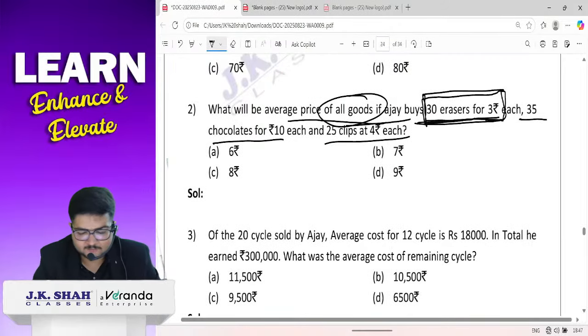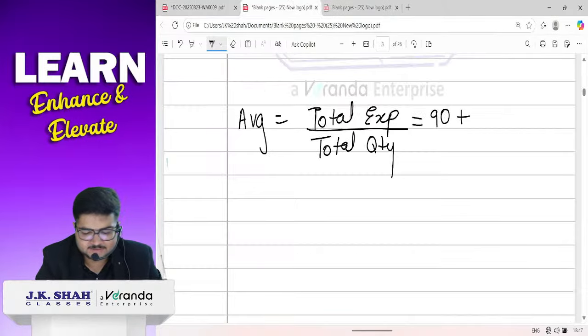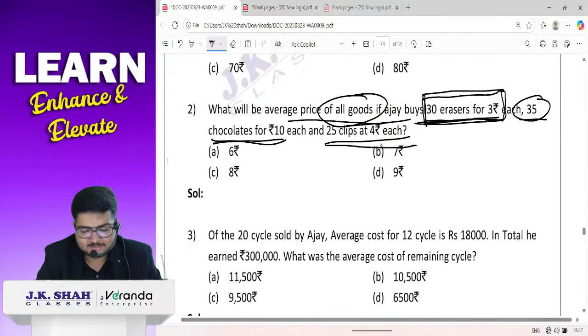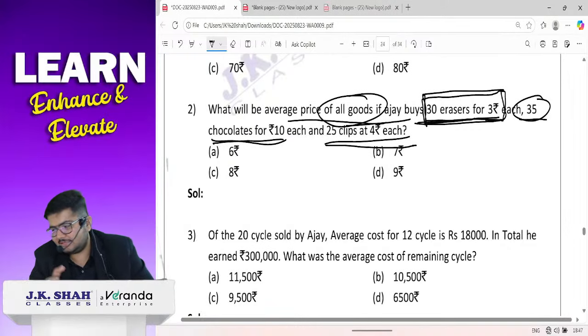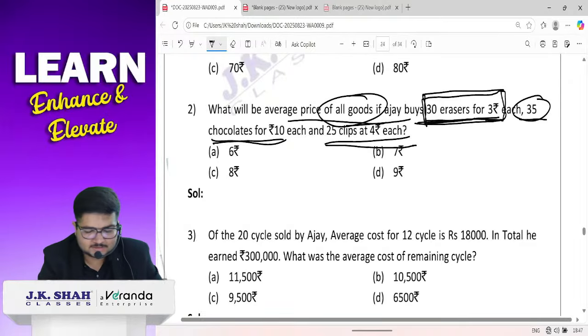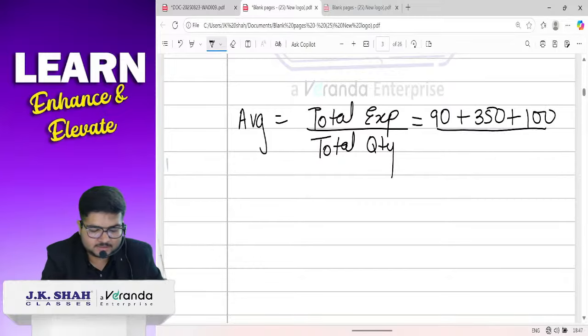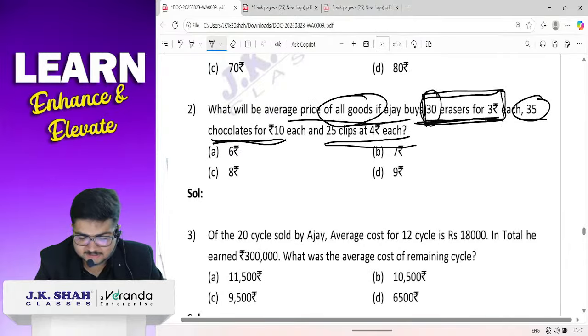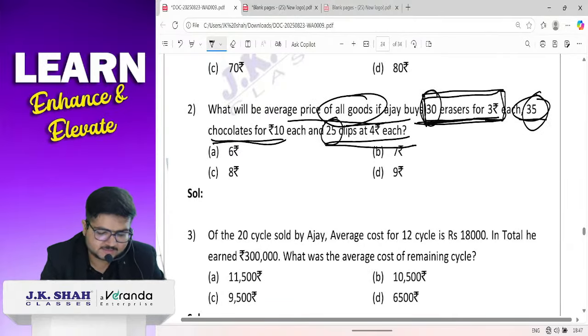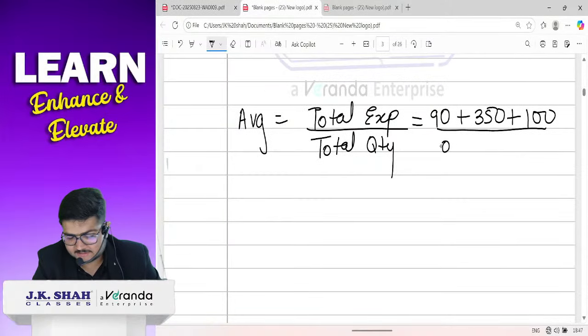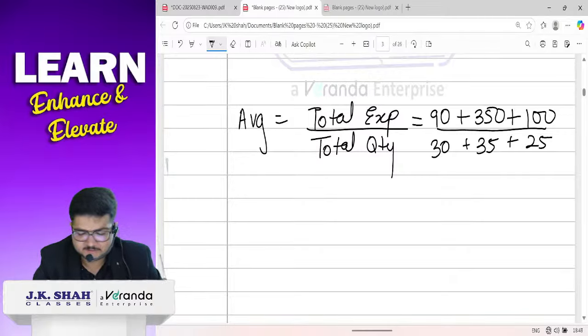Now please tell me, what is the other expense that he made? 35 chocolates for 10 each. That means he spent 350 rupees on chocolates. 35 into 10. And he bought 25 clips, each clip of 4 rupees, so the total expense on clips was rupees 100, divided by the total quantity. The total quantity is 30 erasers, 35 chocolates and 25 clips. Now you just have to solve this. What is the total of all this?